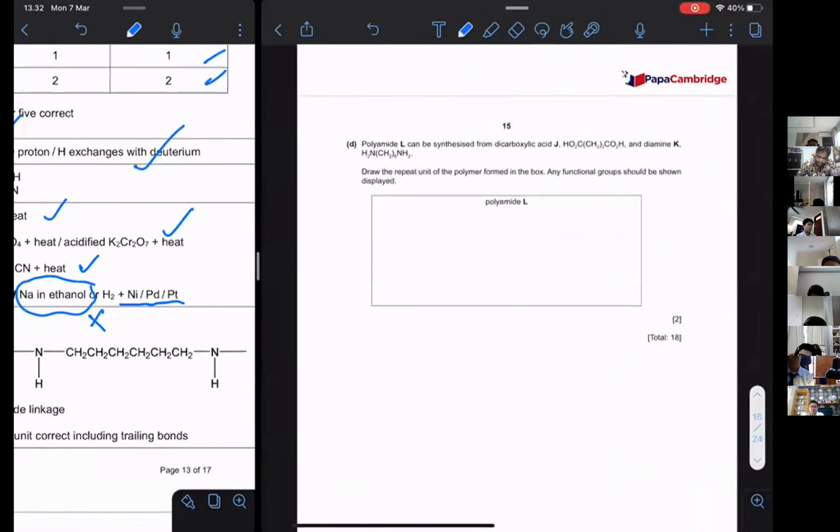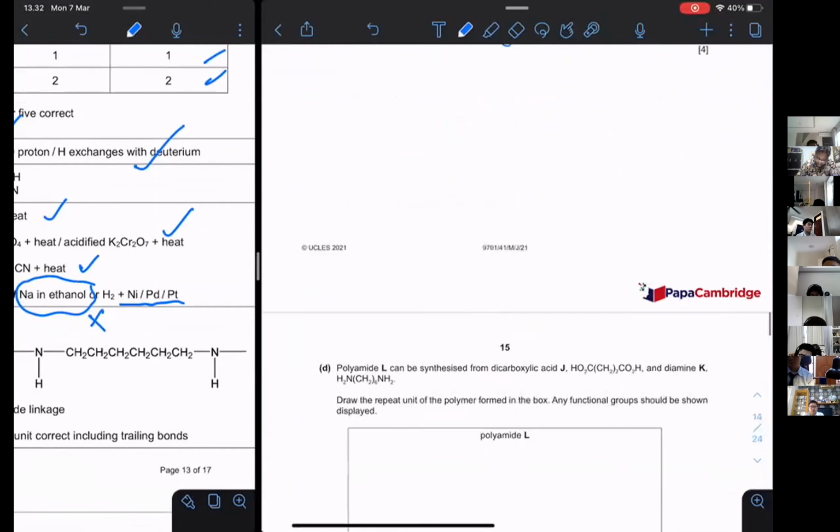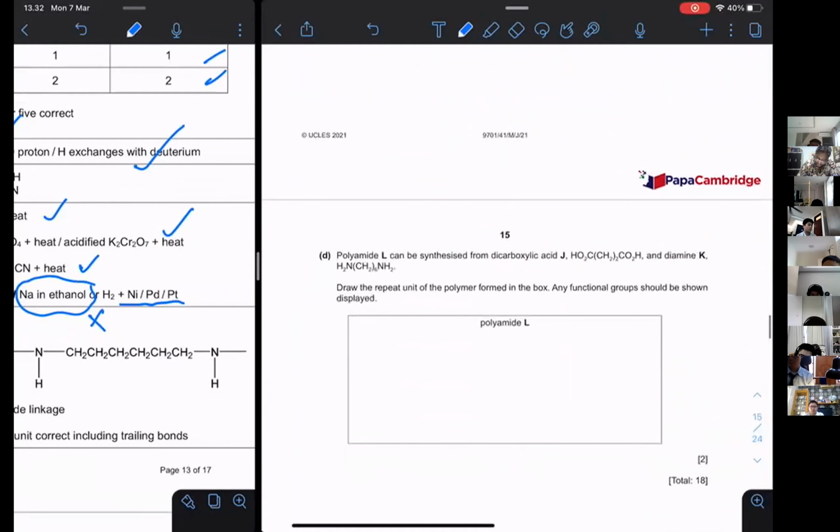Now let's move on. Polyamide L. They can be synthesized from this. They have given you all this. Draw the repeat unit of the polymer formed in the box. So you just need to draw the repeat unit. No need to put bracket and n, just a repeat unit.